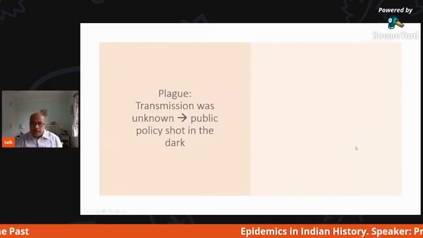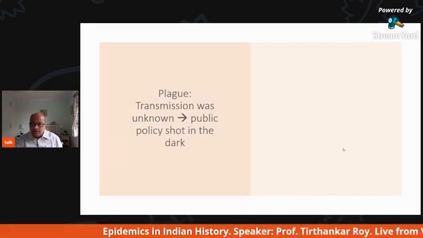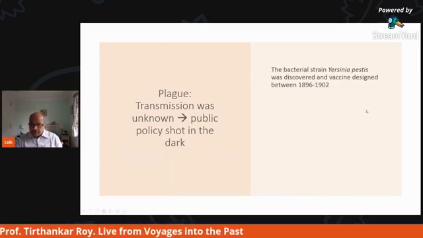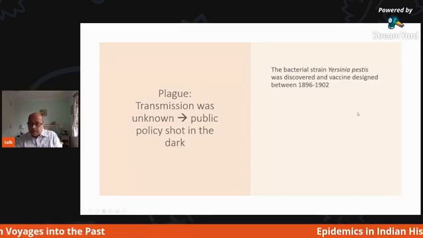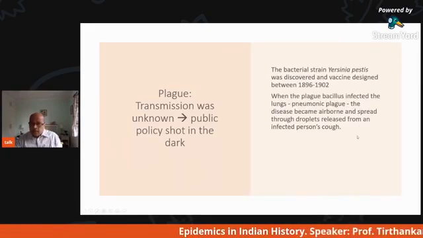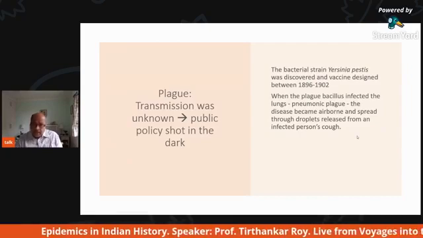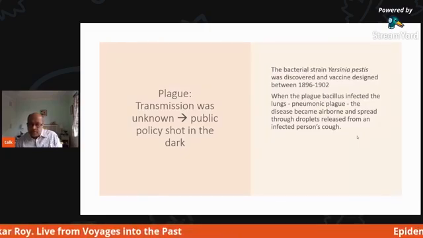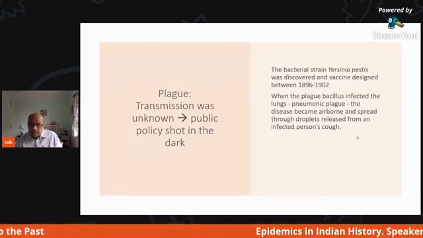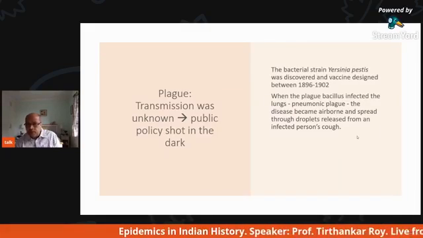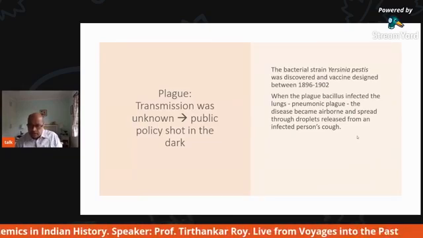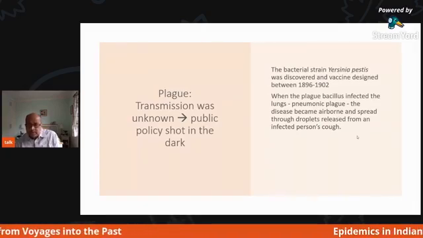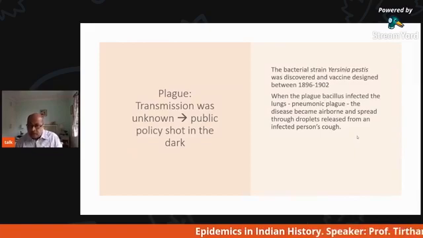Plague transmission again was completely unknown, and public policy was much like shooting in the dark. The bacterial strain, Yersinia pestis, which is of course named after Yersin, was discovered and the vaccine designed between 1896 and 1902. But 1896 was the time when plague hit in a very bad way in Mumbai city, Bombay then, because in 1896 a huge number of people had moved from the famine-struck region into Bombay, and they moved into slums. The slums suddenly became overcrowded, and also probably some of them brought the disease with them, and then the disease spread very quickly through the city.